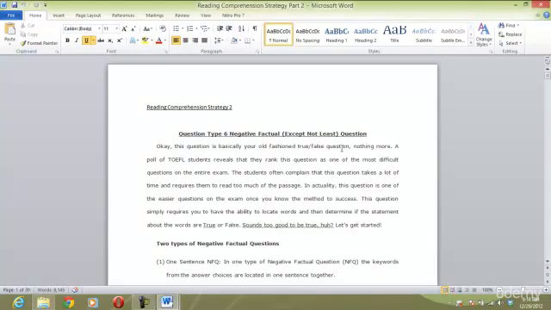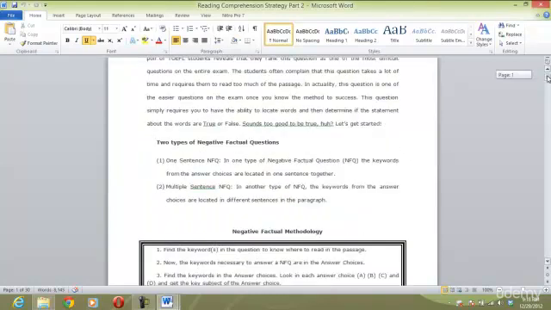Sometimes the negative factual question can be designed as a details question. So be very careful with that. When we show you the examples of how to do these different questions, you'll get a good idea of what we're talking about. You can have two types of negative factual questions. You can have a one-sentence negative factual question where all the keywords from the answer choices are in that one sentence, or one of them is missing from that one sentence, and that's your actual answer. Or you can have a multi-sentence negative factual question where different keywords from answer choices are found in different sentences within one paragraph.